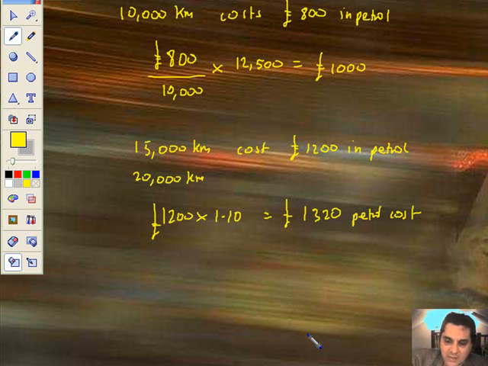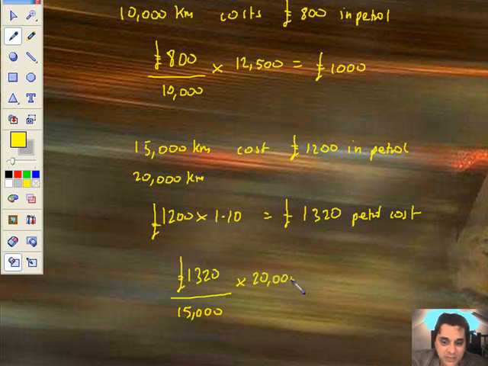So here we go. I'm going to take my 1320, which he would have paid for 15,000. Let's find the cost of petrol for 1 kilometre. Well, it would be that, but I'm not going to press the calculator. I'm going to go for the next step. I don't need the unitary method step to be shown. I just want to leave it as it is and then just multiply by 20,000. We'll see what that's going to cost.